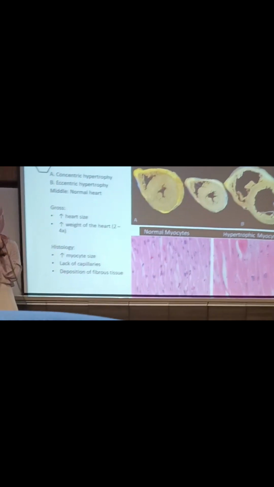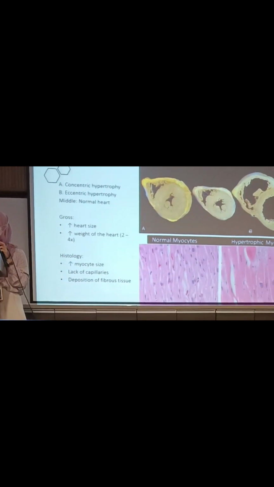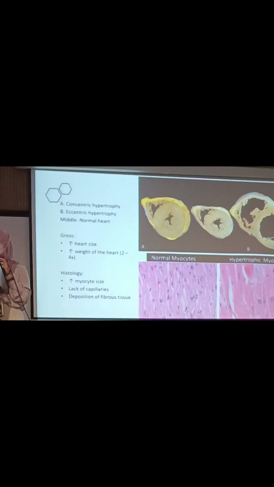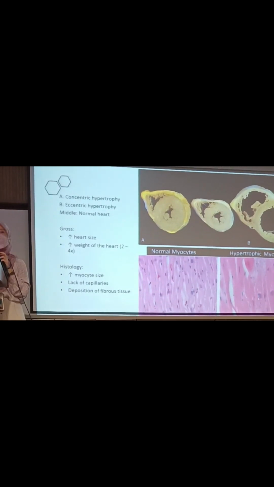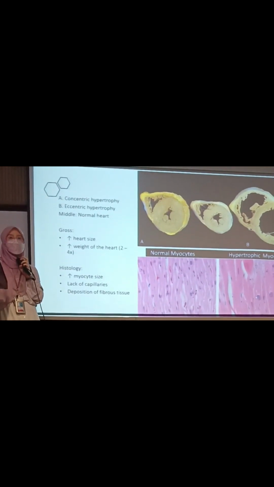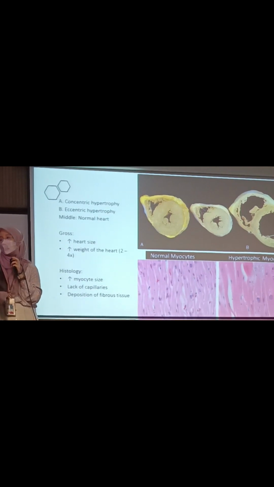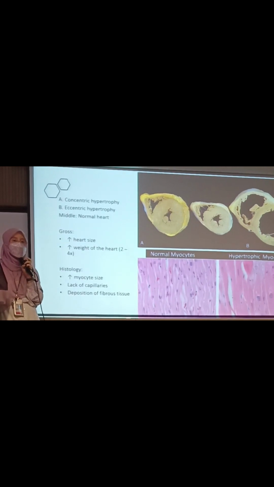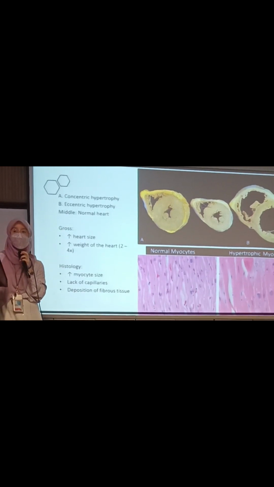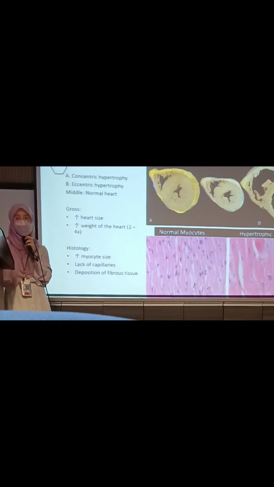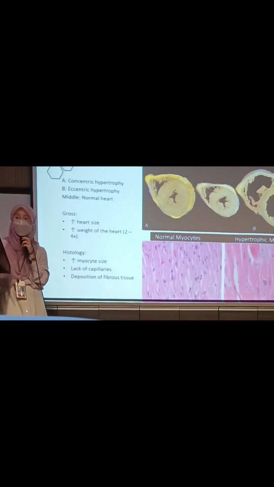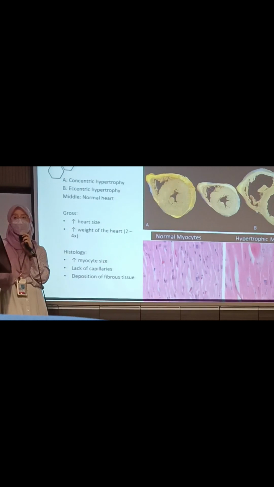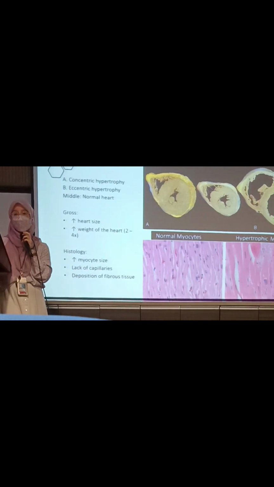In the histology, you can see that this is not the normal myocyte. In hypertrophic myocyte, the myocyte size is large, but the capillaries are increased as much as the myocyte. And in between, you can also see deposition of fibrous tissue. Ini tak ada lah. But sometimes you can see because of the underlying pathological process. Contoh macam ada MI ke before this. Of course, in the middle, in between, the old MI akan ada fibrosis.